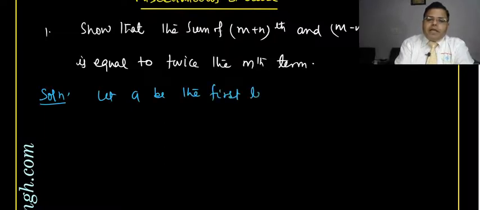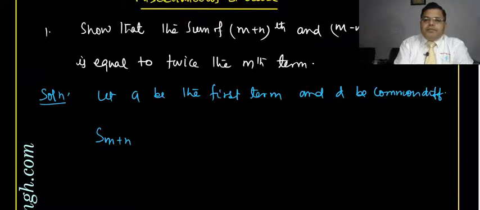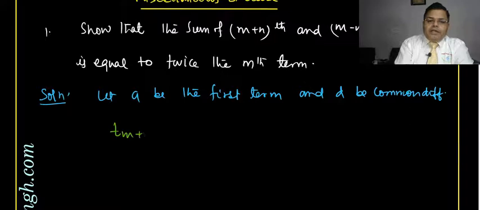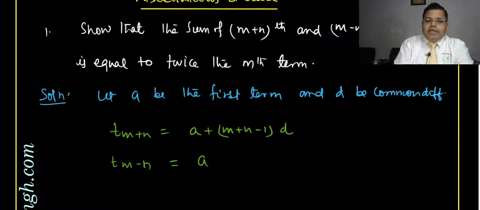A be the first term and D be the common difference of the AP. The (m plus n)th term is a plus (m plus n minus 1) into d. The (m minus n)th term is a plus (m minus n minus 1) into d.